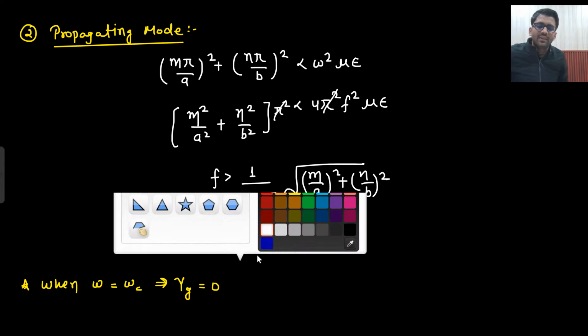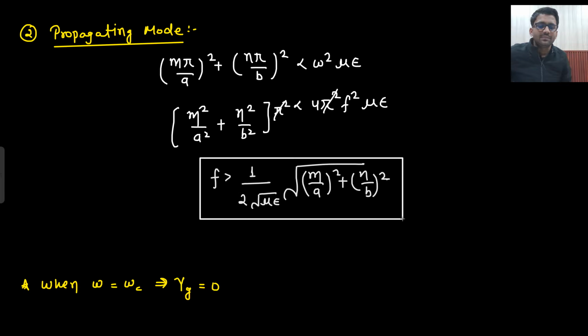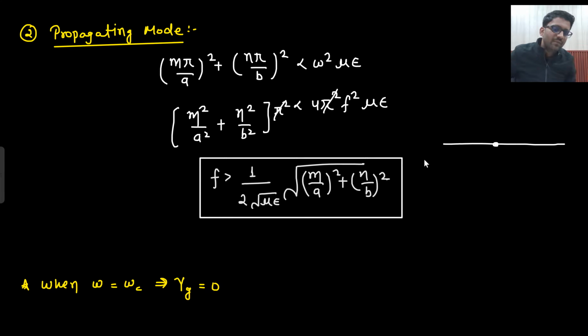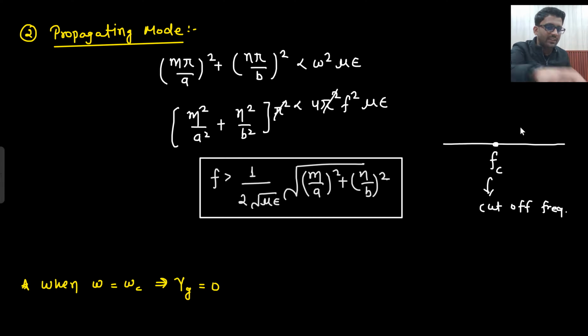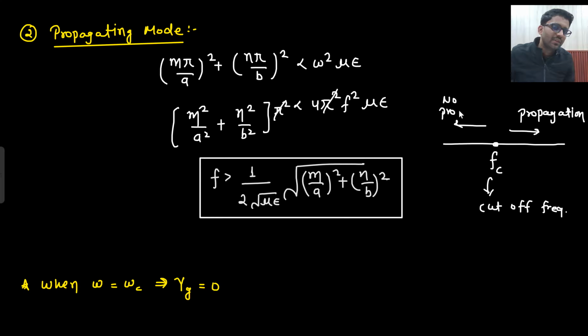So in this expression you are getting that your frequency should be greater than this. So what did you get to know? Let's just say this is my range of frequency, and this is a particular frequency. I am calling that frequency FC, the cutoff frequency. If your frequency is greater than this value, then propagation will be there. And if your frequency is less than this value, then there would be no propagation. So your waveguide behaves as a high pass filter.